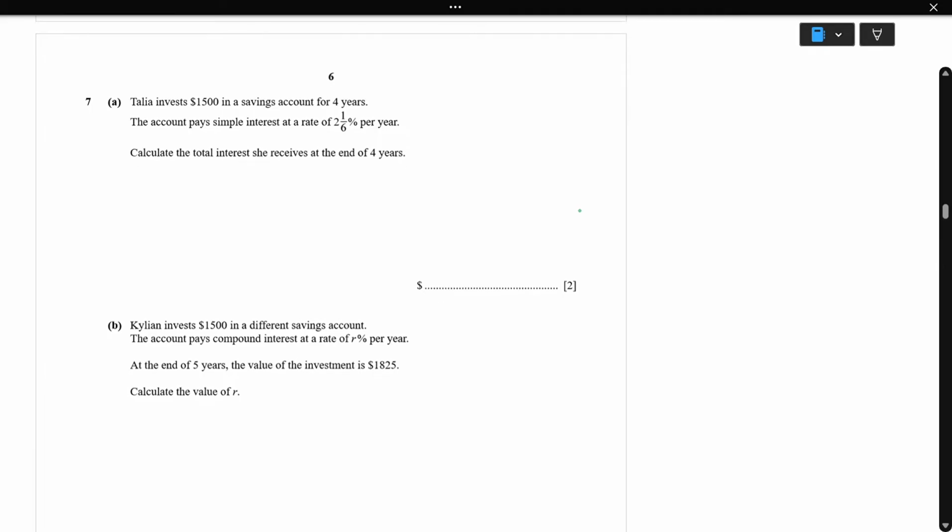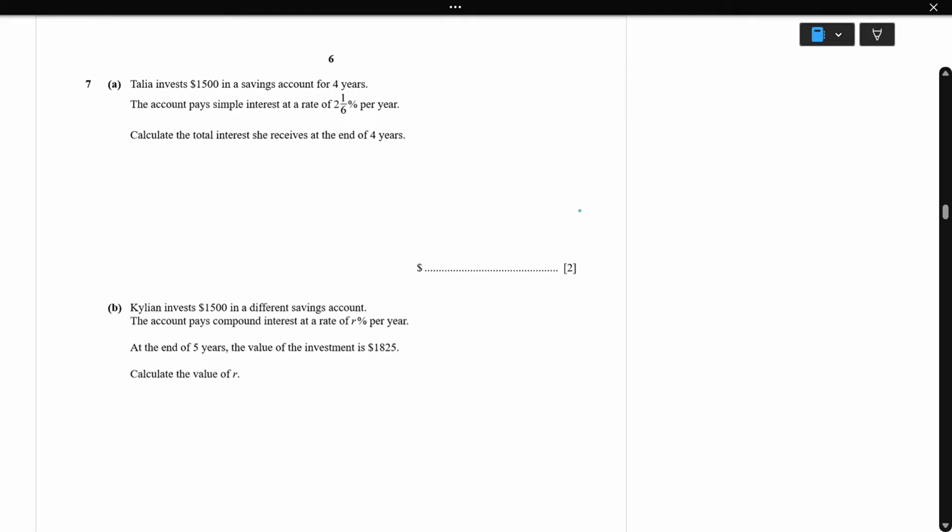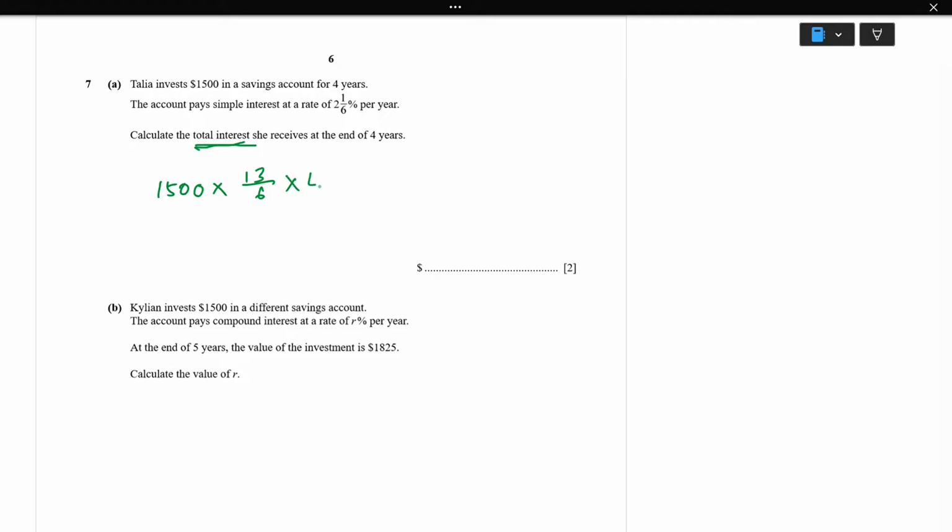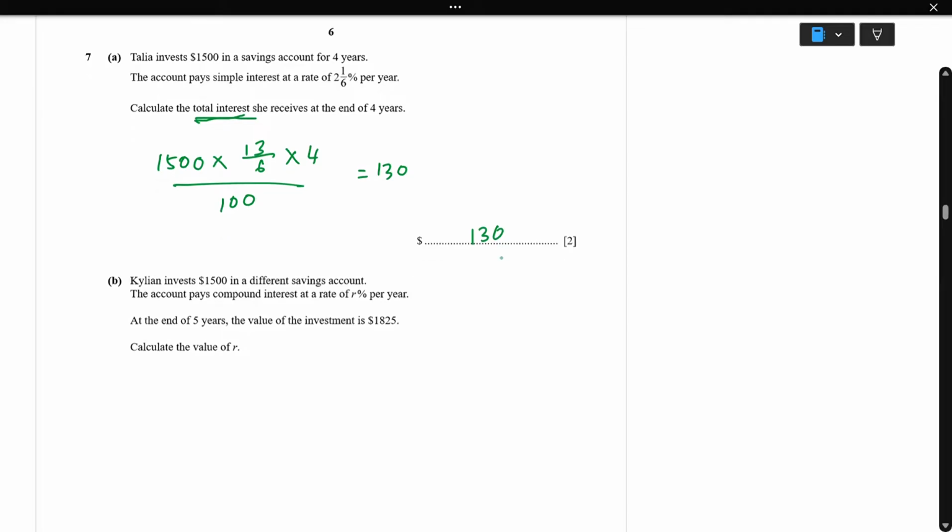Next question 7. Talia invests 1,500 in a savings account for 4 years, and the account pays a simple interest rate of 2 1/6% per year. Calculate the total interest. So we only need to find the interest, which is 1,500 times 13/6, changing to an improper fraction, times 4 years over 100. We calculate and the answer is going to be 130. So the interest is 130.